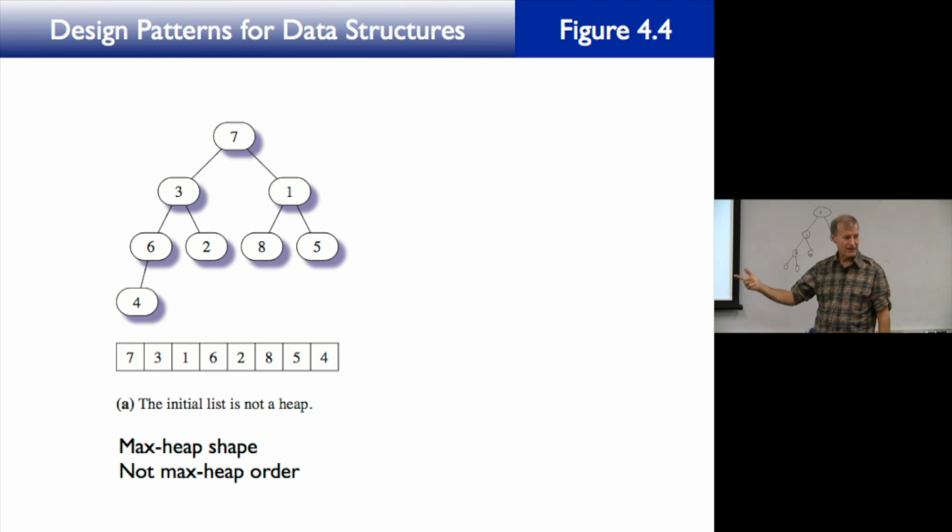Is everybody clear? And so what happens is the top element is the first element of the array. The root of the heap is at the first element of the array. Then its left child and right child are the second and third. So you see it's 7, just count down: 7, 3, 1, 6, 2, 8, 5, 4.